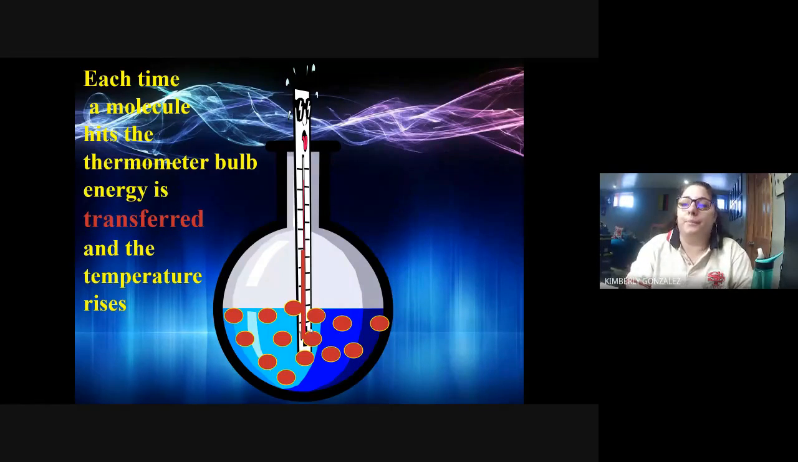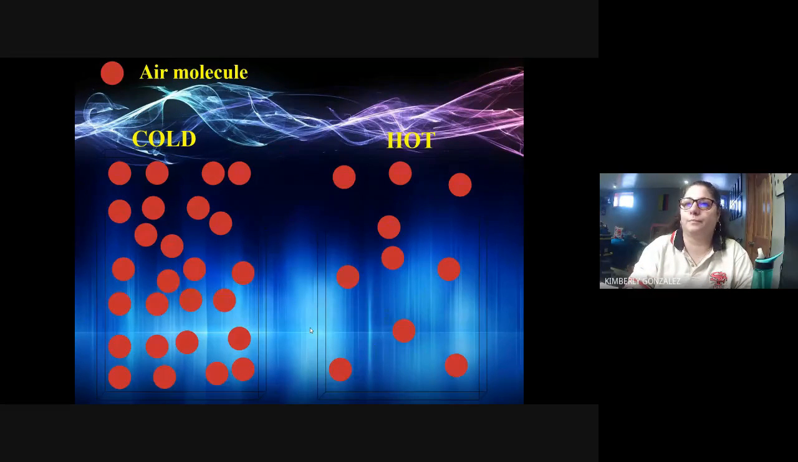But that's how basically everything works. Here we have two different containers that are open, so there's no cover on them, and they have molecules inside of them. They should have the same amount of molecules so that you understand it a little bit better, but if we're looking at this, colder molecules are going to be closer together.